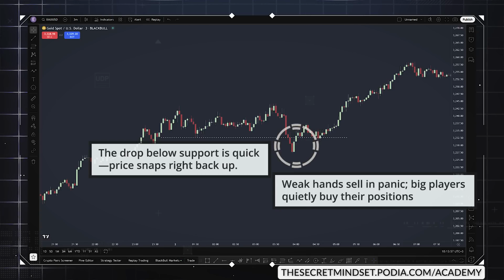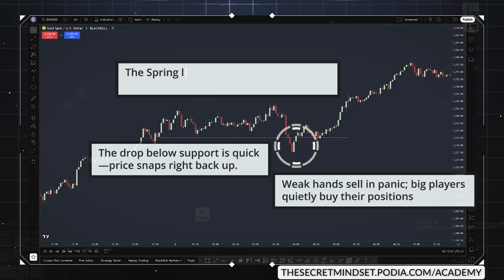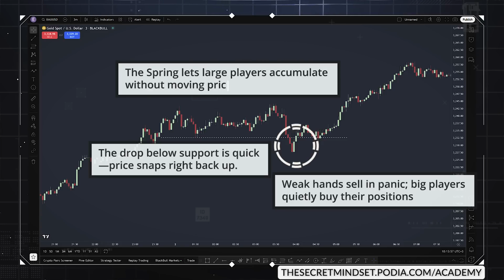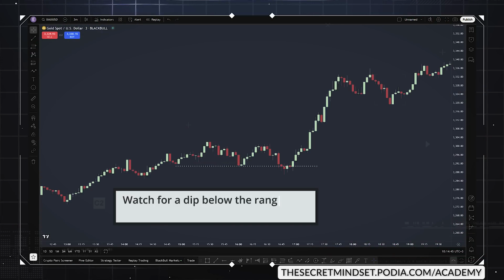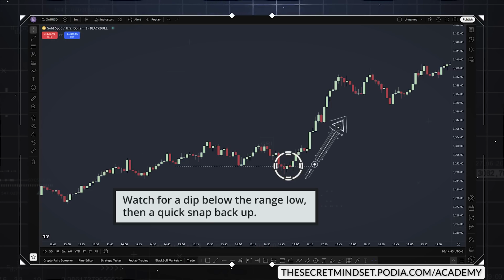The large players, the ones with deep pockets, use this moment to buy what the weak hands are selling. They want to buy big, but they want to do it quietly. If they just buy in the range, the price would rise too soon. So they use the spring to buy from scared sellers without tipping off the crowd. You can spot the spring by watching for a dip below the lowest point of the range, followed by a fast return inside the range.